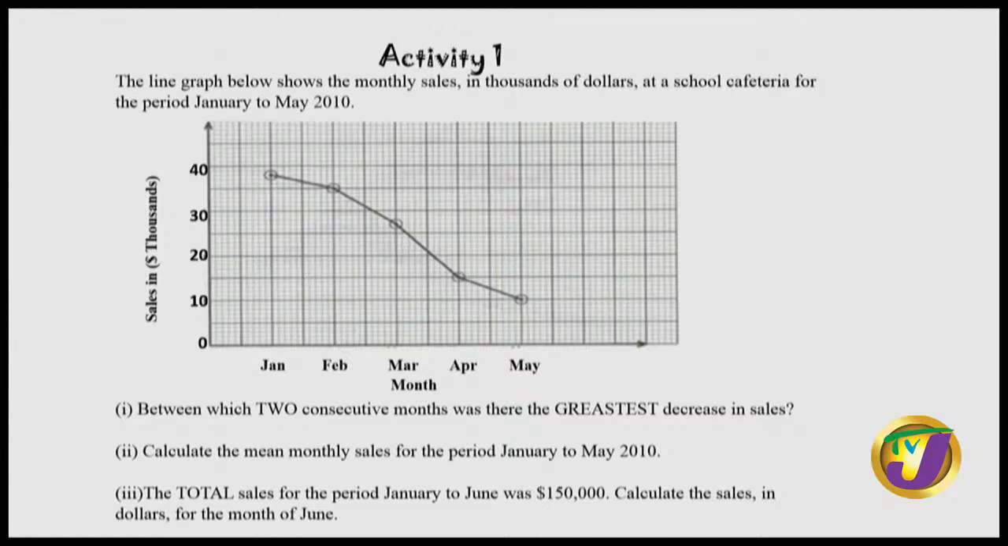$125,000 in sales. And this was over how many months? 1, 2, 3, 4, 5 months. So it was over 5 months. So we're going to divide 125,000 by 5.